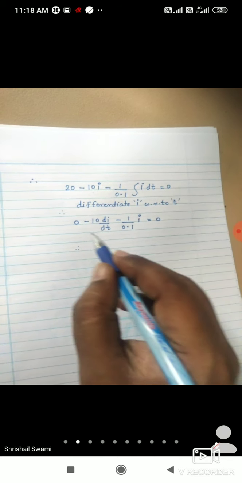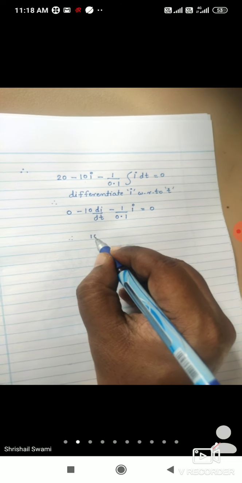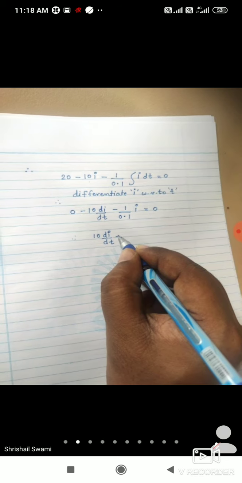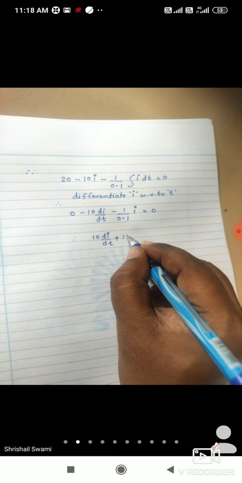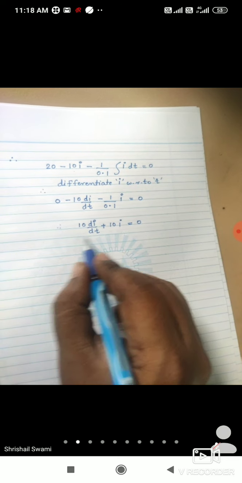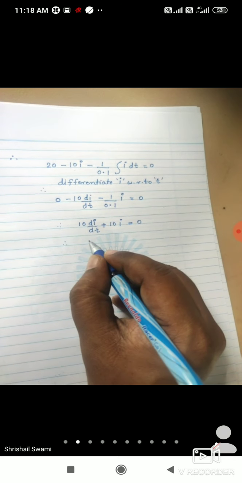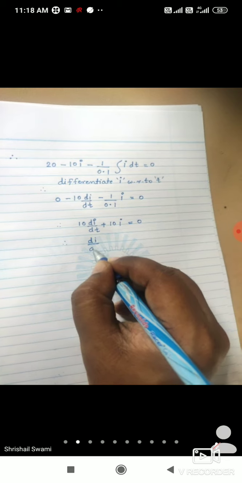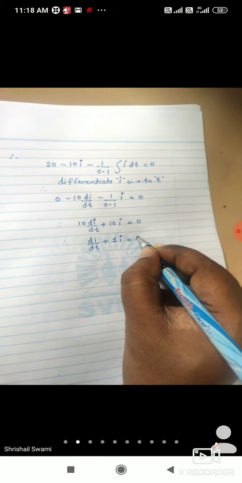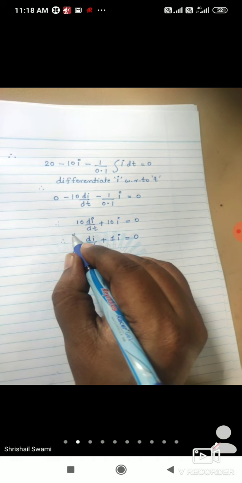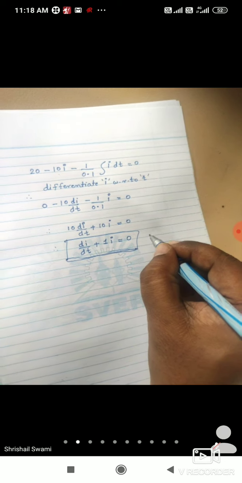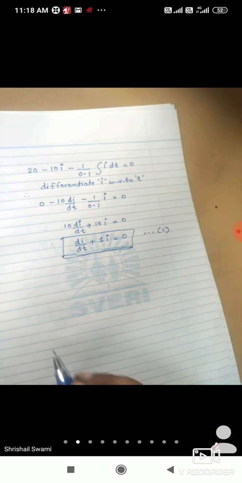So take the negative sign common, that is 10 di by dt plus 1 upon 0.1 means 10, 10 into I is equal to 0. You can divide both sides by 10, whatever you can do. So di by dt plus 1 into I is equal to 0. So this will be the homogeneous linear differential equation. That will be the equation number 1.